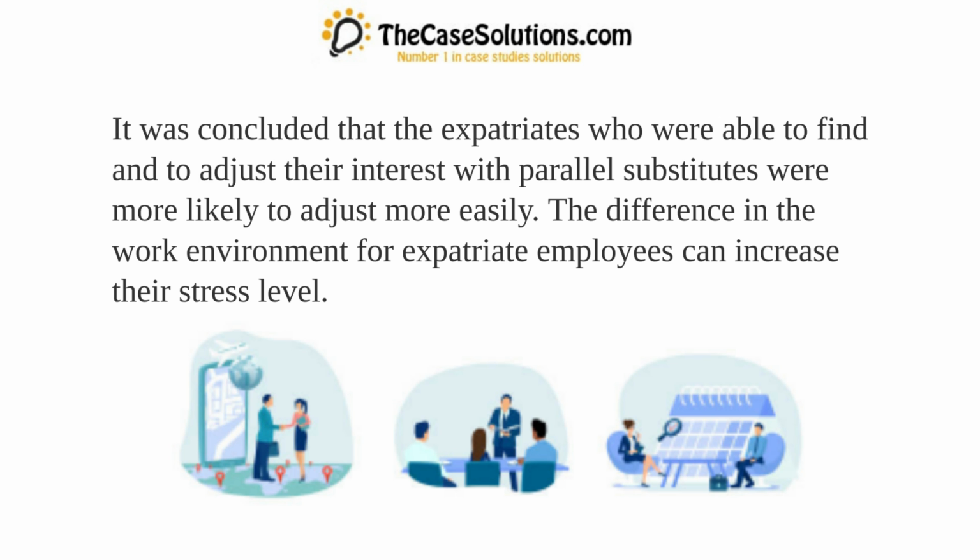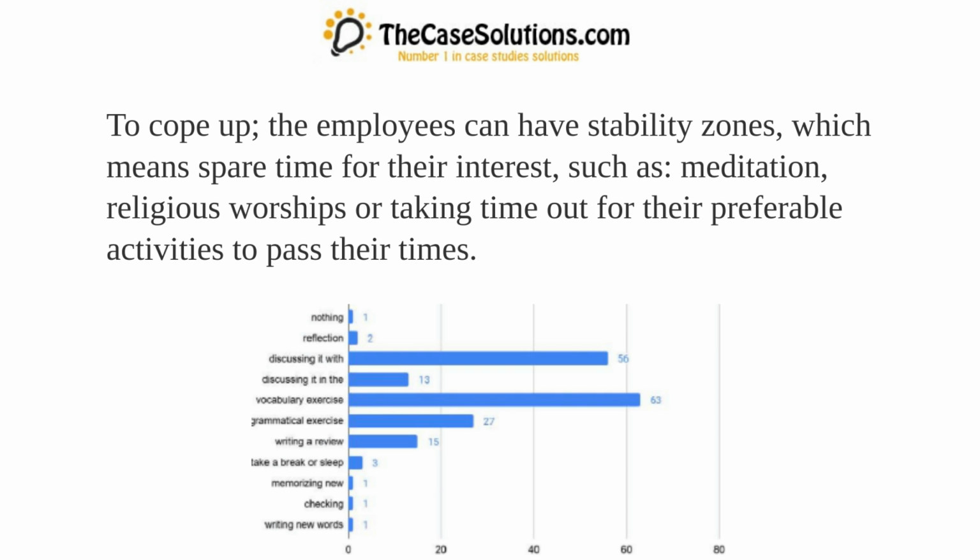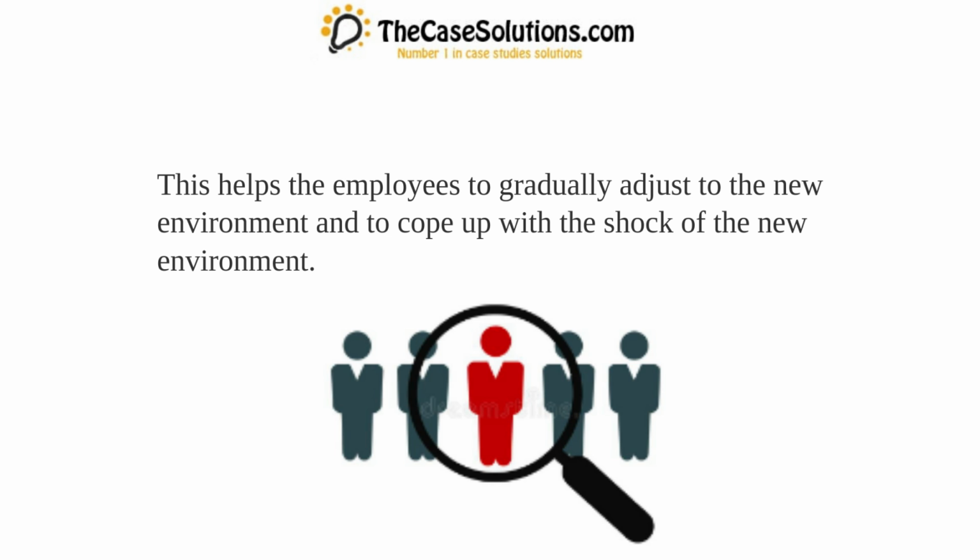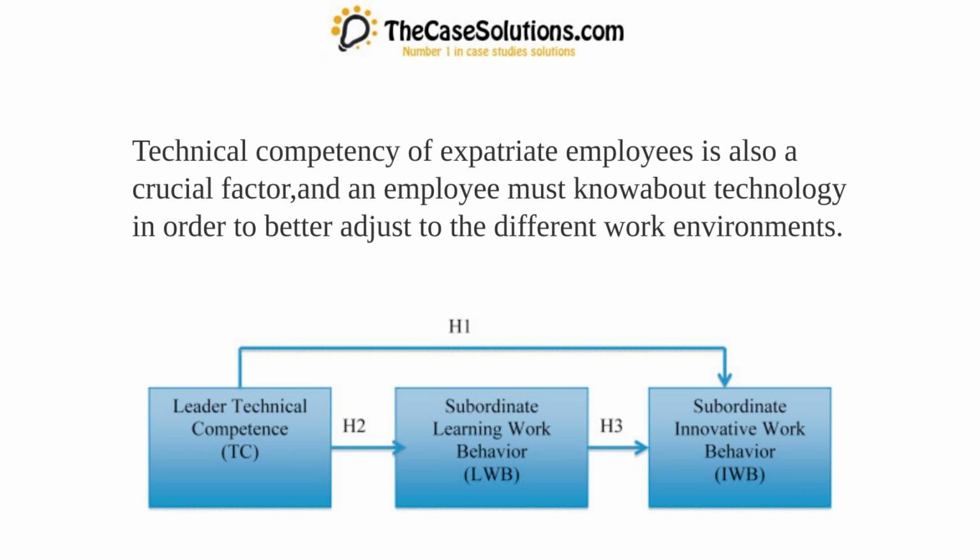The difference in the work environment for expatriate employees can increase their stress level. To cope up, the employees can have stability zones, which means spare time for their interest, such as meditation, religious worships, or taking time out for their preferable activities to pass their times. This helps the employees to gradually adjust to the new environment and to cope up with the shock of the new environment. Technical competency of expatriate employees is also a crucial factor, and an employee must know about technology in order to better adjust to the different work environments.